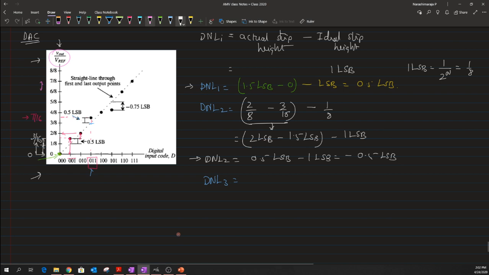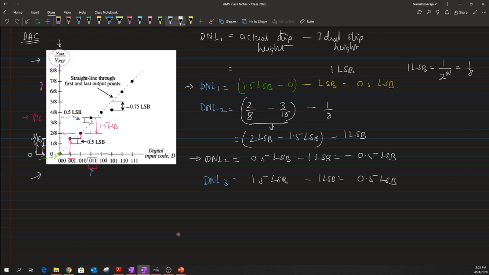So what I really mean here is that there is certainly a difference from this input to the previous, from this output to the previous output, which is basically 2 by 8, and there is a difference of 1.5 LSB. That is the height that I have, and I am just directly writing it as 1.5 LSB minus the ideal height, which is 1 LSB, and that returns us again plus 0.5 LSB.